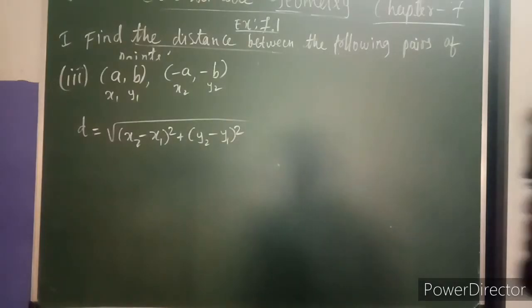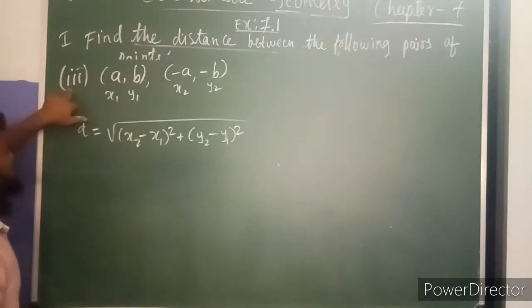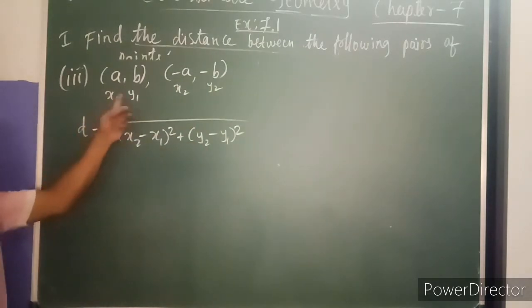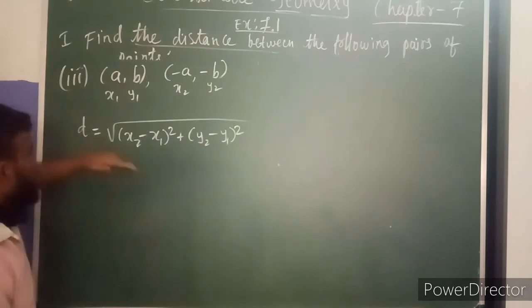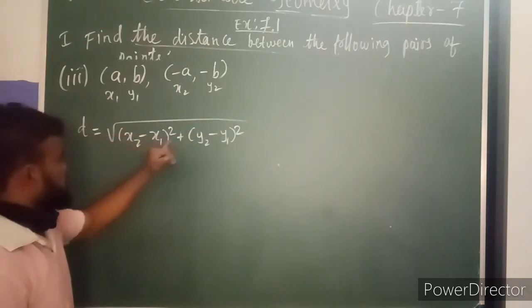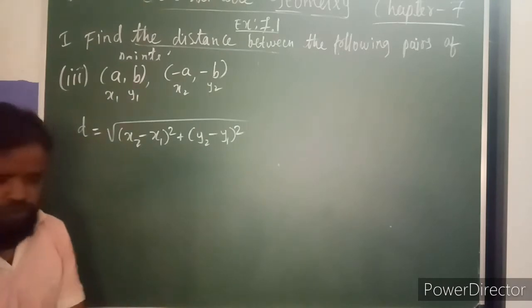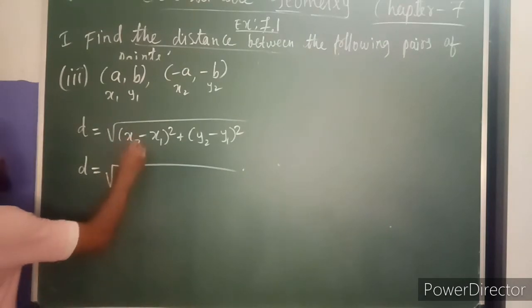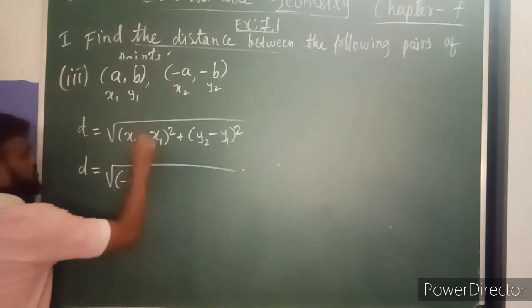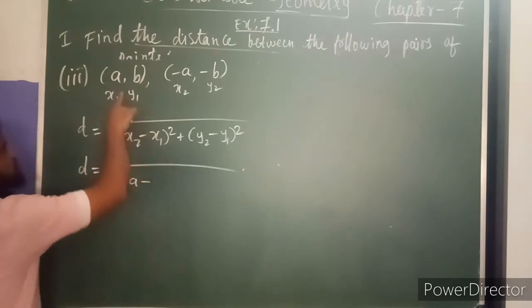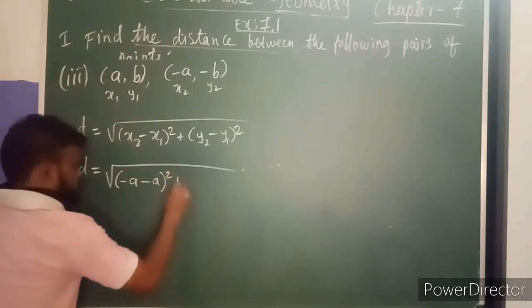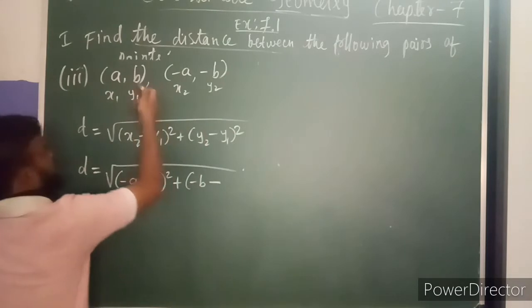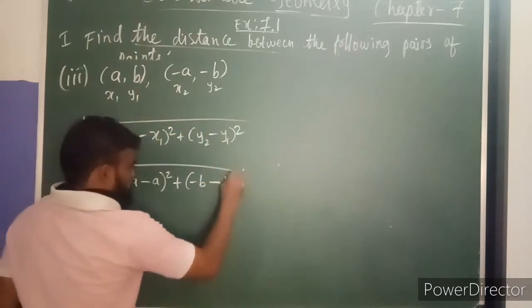So this is the third question, I am going to explain. The third one is (a, b) and (minus a, minus b). I only have to arrange x1, y1, x2, y2. Right? Again we apply the same distance formula: (x2 minus x1) whole square plus (y2 minus y1) whole square. Now we put the values: d is equal to the square root of, what is x2? x2 is minus a, minus x1, which is a, plus y2. What is y2? y2 is minus b, minus y1. And what is y1? y1 is b, whole square.